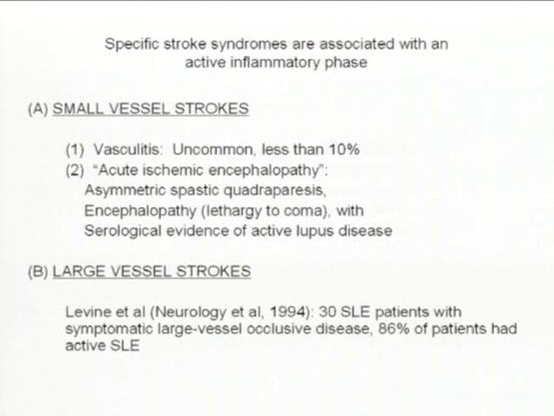Now, interestingly enough, when you start subcategorizing strokes according to the size of the vessels which are affected, this provides a window into whether the underlying thromboembolic event is due to inflammation or non-inflammatory mechanisms. A lot of times neurologists are consulted for strokes, and the question to them is, vasculitis? Most of the time, the answer is going to be no. It's really not well known, but vasculitis is exceedingly uncommon in lupus, occurring in less than 10% of patients.